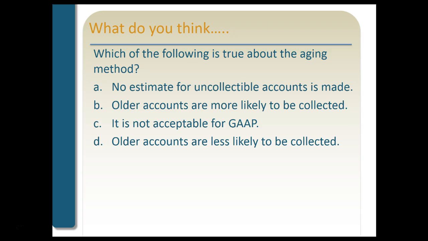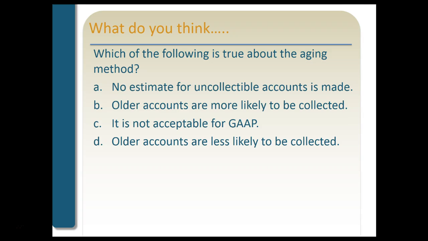So let's look at another one of these multiple choice questions. Which of the following is true about the aging method? A, no estimate for uncollectible accounts is made. B, older accounts are more likely to be collected. C, it is not acceptable for GAAP. D, older accounts are less likely to be collected.